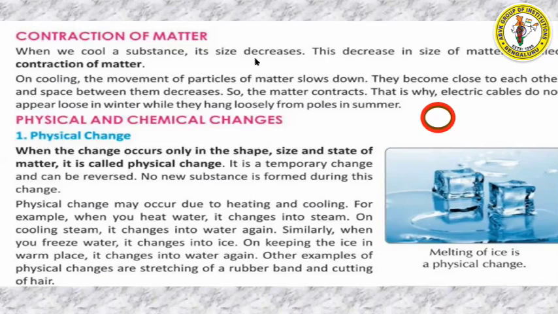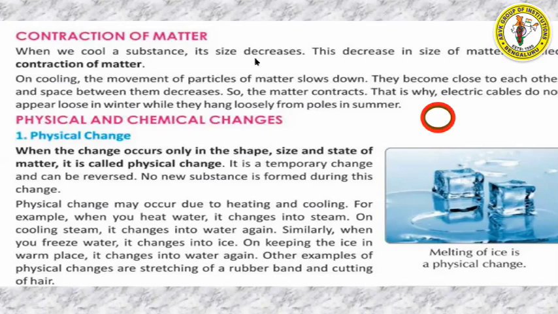Next we have physical and chemical change. This is the last concept, physical and chemical changes. What do you mean by physical change and what do you mean by chemical change? When a change occurs only in shape, size and state of matter, it is called physical change. If the change takes place only in shape, size and state of matter, then that type of change is called a physical change.